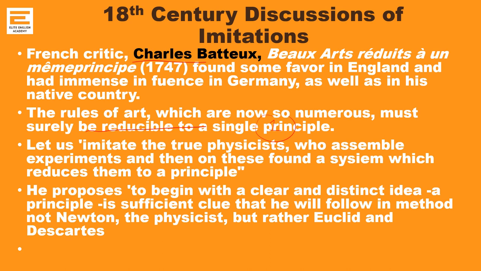So what is that? Imitate the true physicist who assembled experiments and then on these found a system which reduces them to a principle. So you imitate the physicist. Then he proposes to begin with a clear and distinct idea, a principle simple enough to be grasped instantly and extensive enough to observe all the little detailed rules. In this process, he will follow not Newton, but Euclid and Descartes. So, possible multiple choice question: according to Batteux, for poetry and imitation you have just one rule, you imitate properly. He wants to follow the physicist, but he doesn't want to follow Newton, whereas he wants to follow the other two, Euclid and Descartes. These are the two persons he wants to imitate.